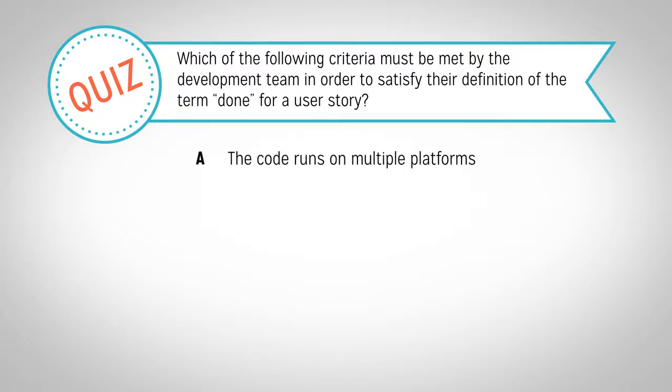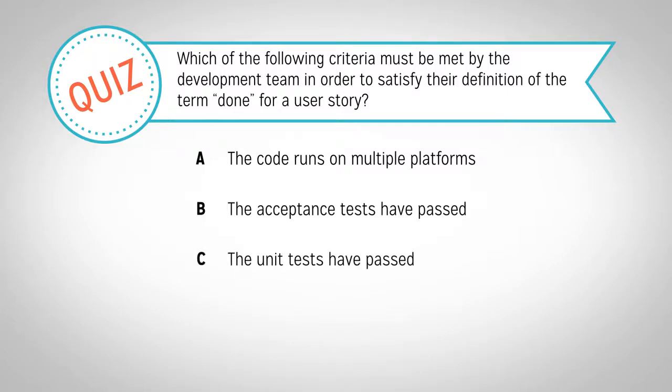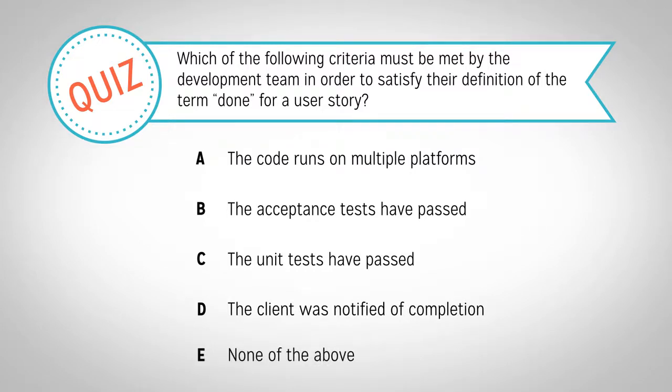A, the code runs on multiple platforms. B, the acceptance tests have passed. C, the unit tests have passed. D, the client was notified of completion. Or E, none of the above.